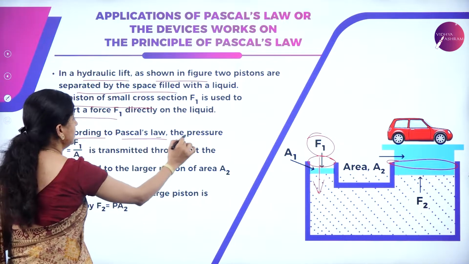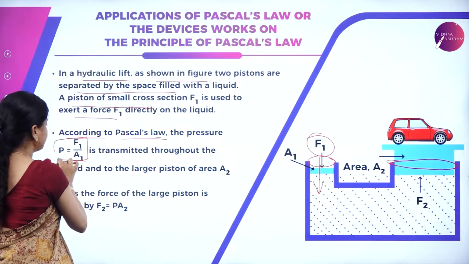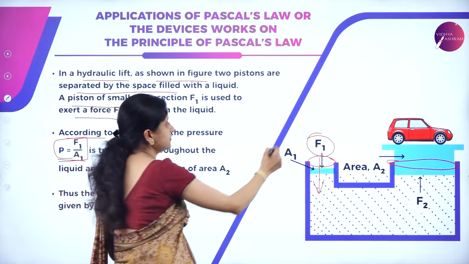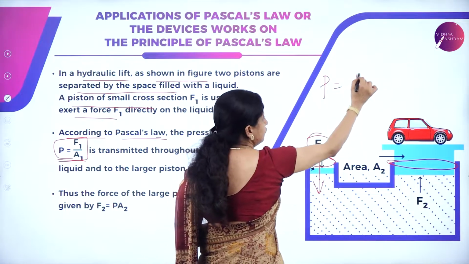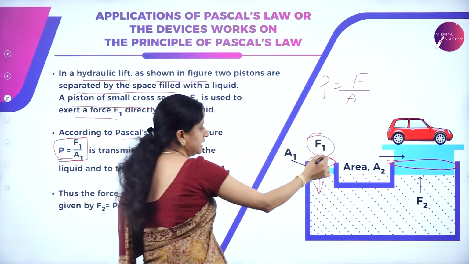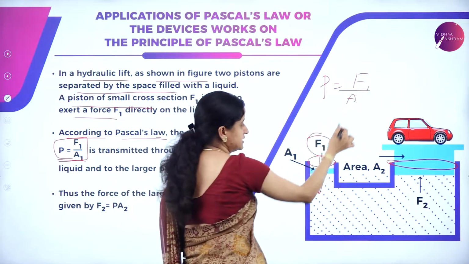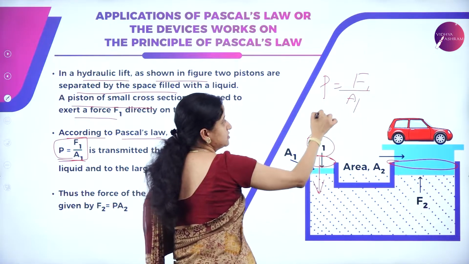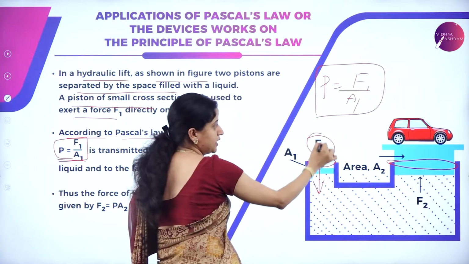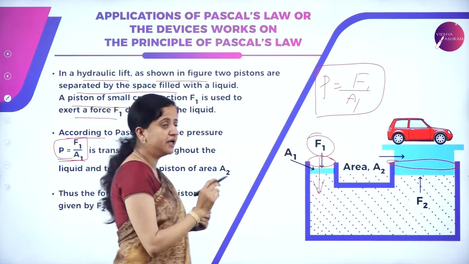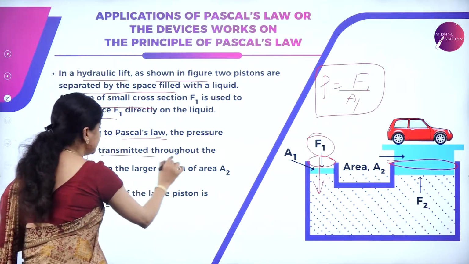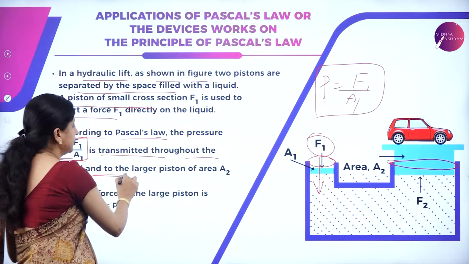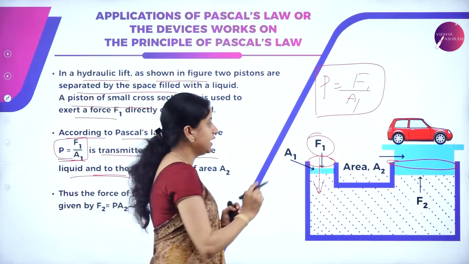According to Pascal's law, the pressure P is equal to F1 divided by A1, because as we all know, pressure is nothing but force per unit area. So here we are applying force F1 to this cross-sectional area A1. The pressure applied at this point is F1 divided by A1, and it is transmitted throughout the liquid and to the larger piston of area A2.